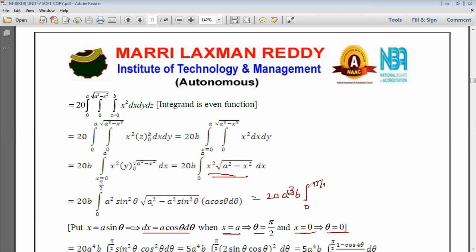Here, what about the remaining? Sine square theta, and 1 minus sine square is cos square theta. These two cancel, and cos is already there, cos square theta. This one. And you can multiply with 4 and divide with 4 and then simplify. So that one we can apply. See here.